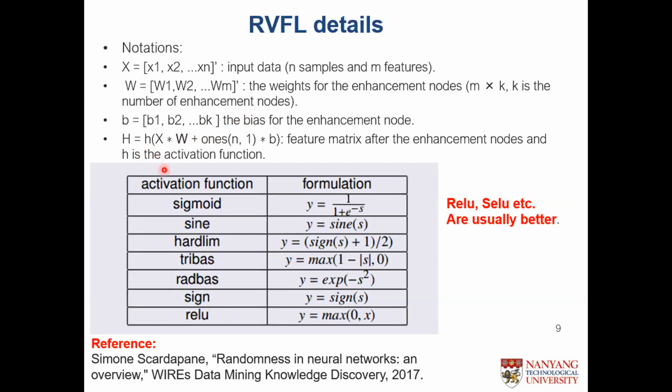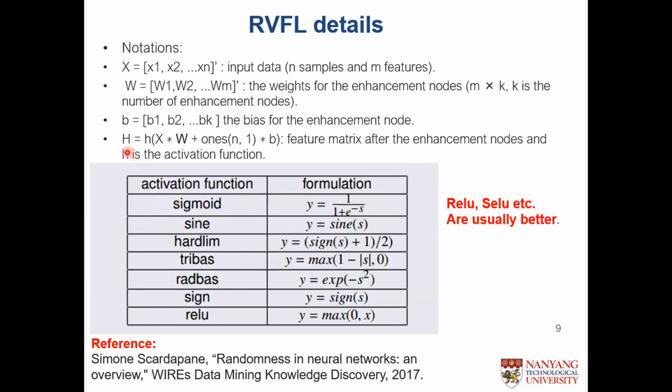So hidden layer neurons can have any of these activation functions: sigmoidal, radial basis function, exponential, ReLU, and so on. And in recent times, we found out that ReLU and CeLU are better for classification. If you are doing regression or time series forecasting, we found sigmoidal is usually better. And for classification, ReLU and CeLU are usually better.